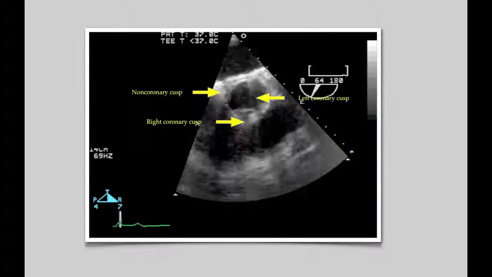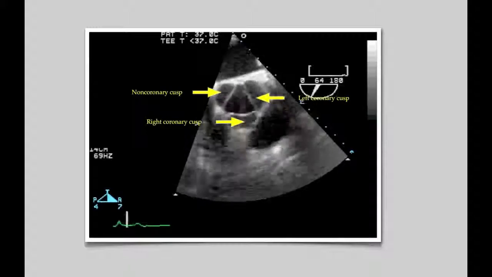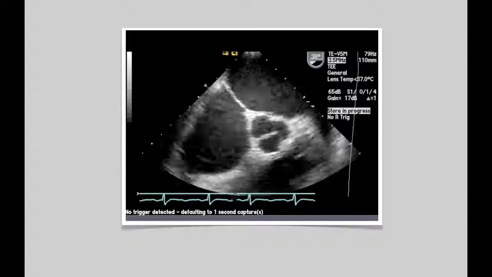The non-coronary cusp points towards the interatrial septum, the left coronary cusp points towards the left atrium, and the right coronary cusp points towards the right ventricle.